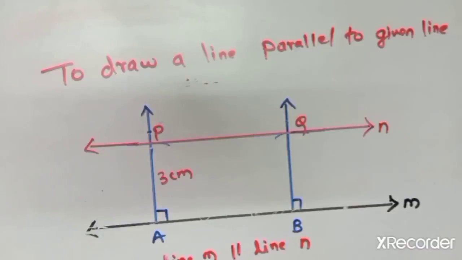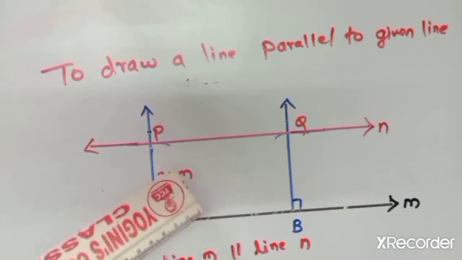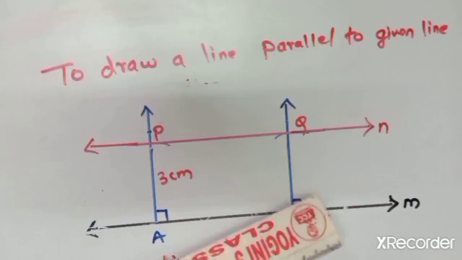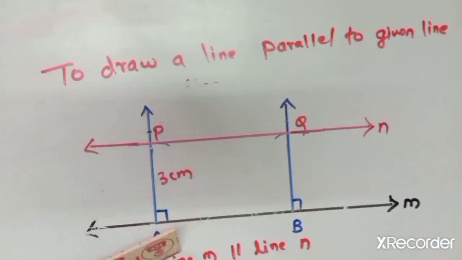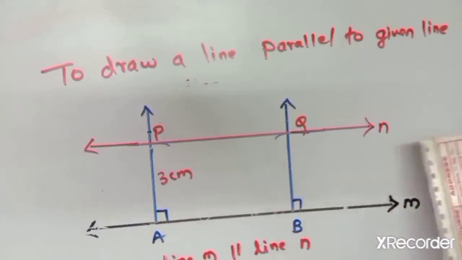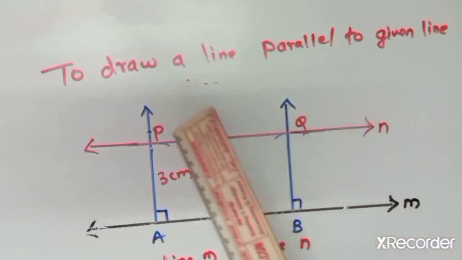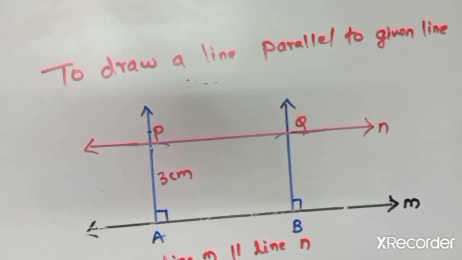Okay, so one more property we'll understand. If two lines are perpendicular to the same line, then those two lines are also parallel to each other. Means here, PA is perpendicular to line M, QB is also perpendicular to line M, then PA and QB will also be parallel to each other. Line M and line N are already parallel to each other, but PA and QB will also be parallel to each other. Okay students, so in this way you can draw a line parallel to the given line.